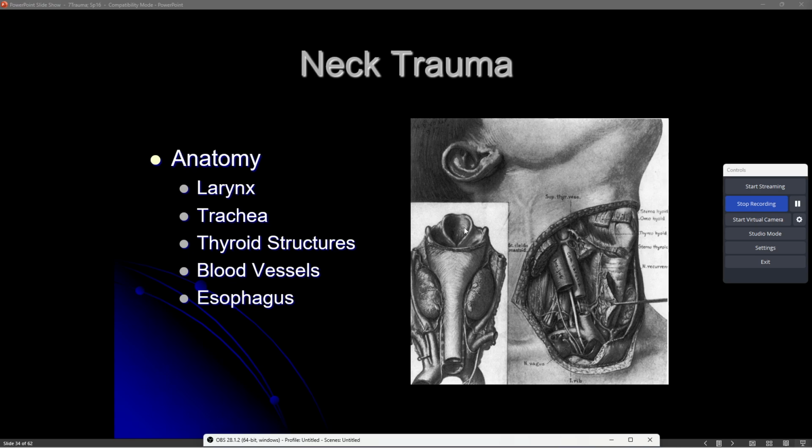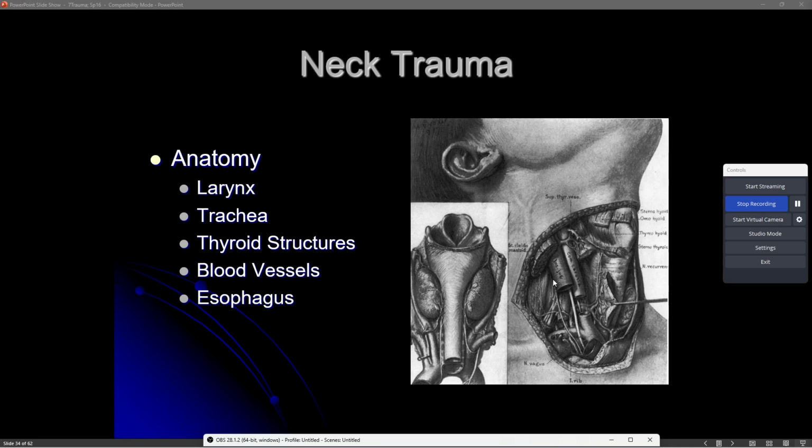The trachea, the epiglottis, glands on either side. We have a lot going on in these structures, and it's important to understand all the issues that can occur here in the neck. Now, one of the two biggest issues that we have with the neck are going to be either hemorrhaging or impairment of the airway.